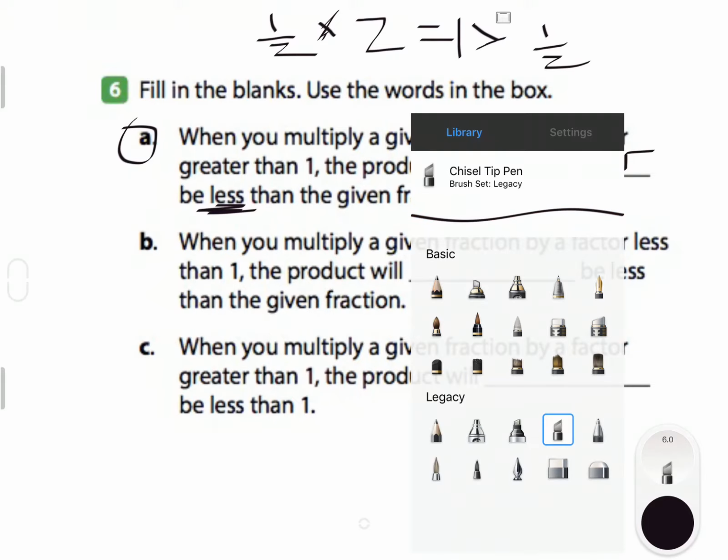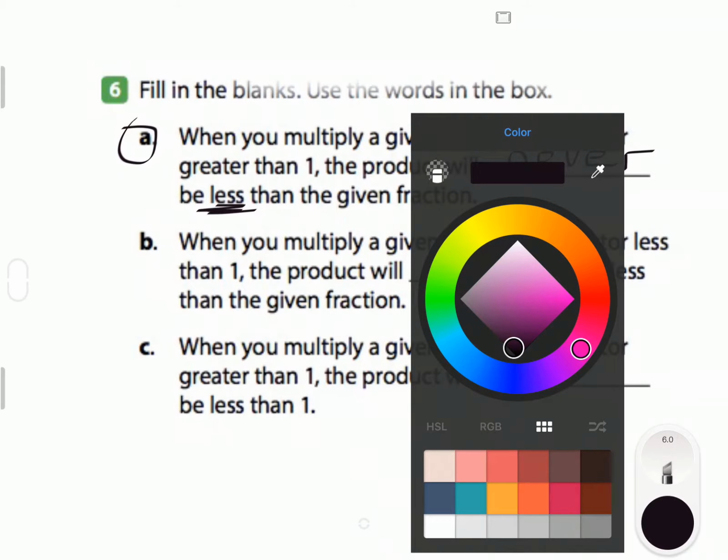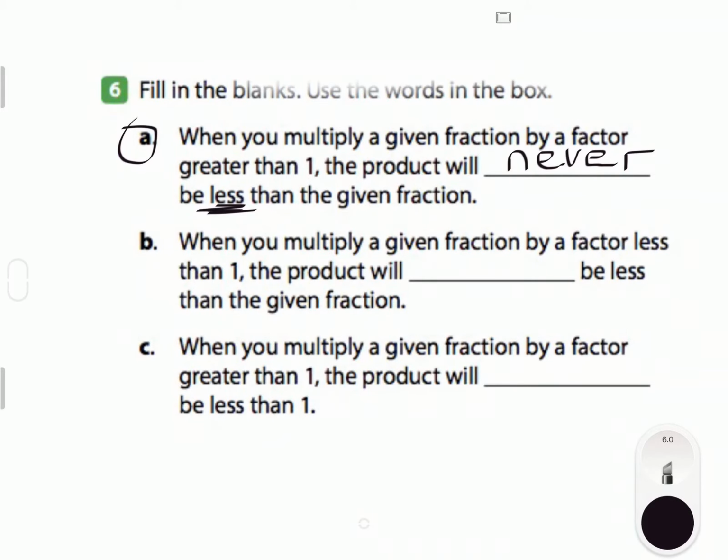All right. The second part of this, let me give myself space to write another example up here, asks us, let's see, B. When you multiply a given fraction by a fraction less than 1, the product will blank be less than the given fraction. So all of these words are the same except for this one. All right, so let's take the same given fraction. Just pick a fraction. I'm going to use 1/2 for this one. And we're told to multiply it by a factor that is less than 1. So we just want to pick some fraction that we're familiar with that is less than 1.